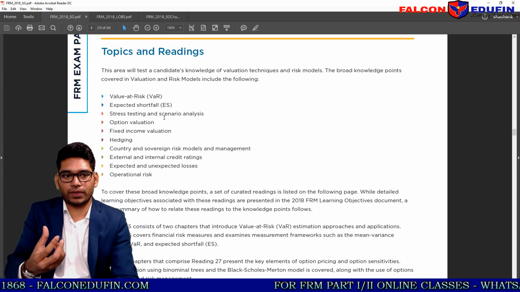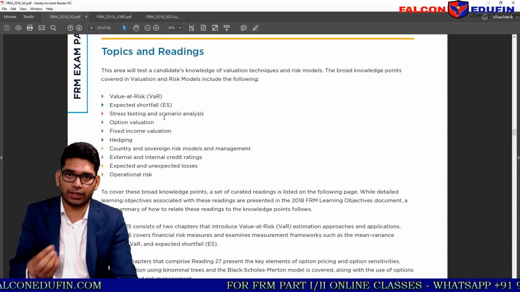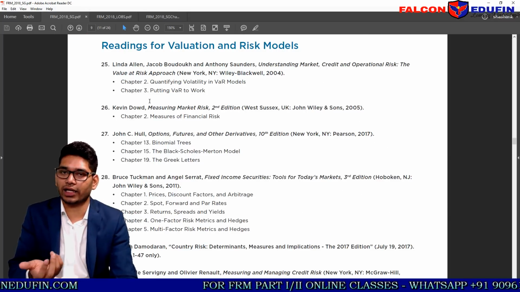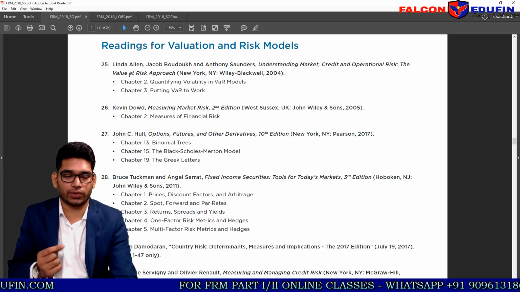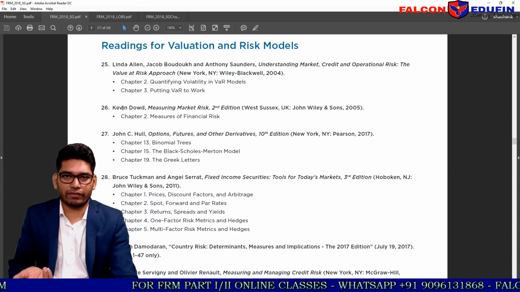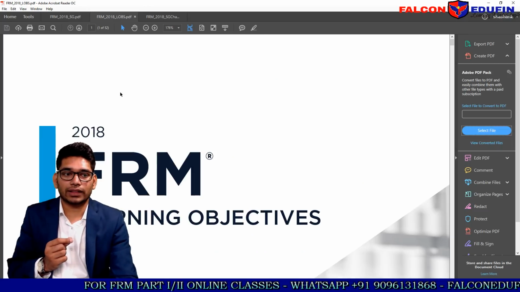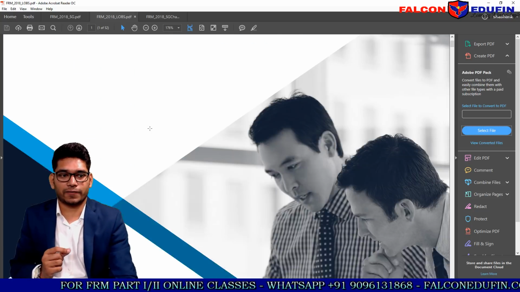The study guide starts with the subject's basic introduction, that is, the overall idea of what you are going to learn in this particular subject, and then there is a recommendation of the books and the topics. So this is Linda Allen, Kevin Dowd and others. These are the recommendations. Now next are the learning objectives.